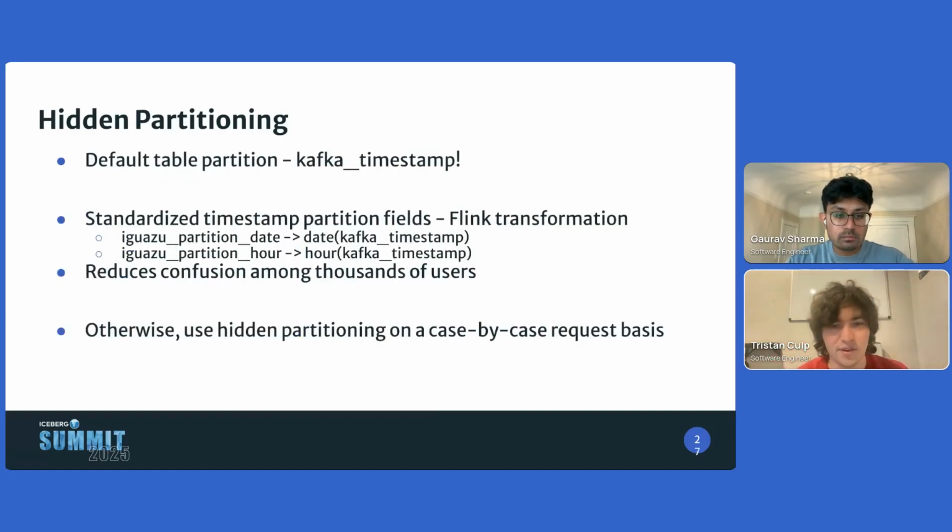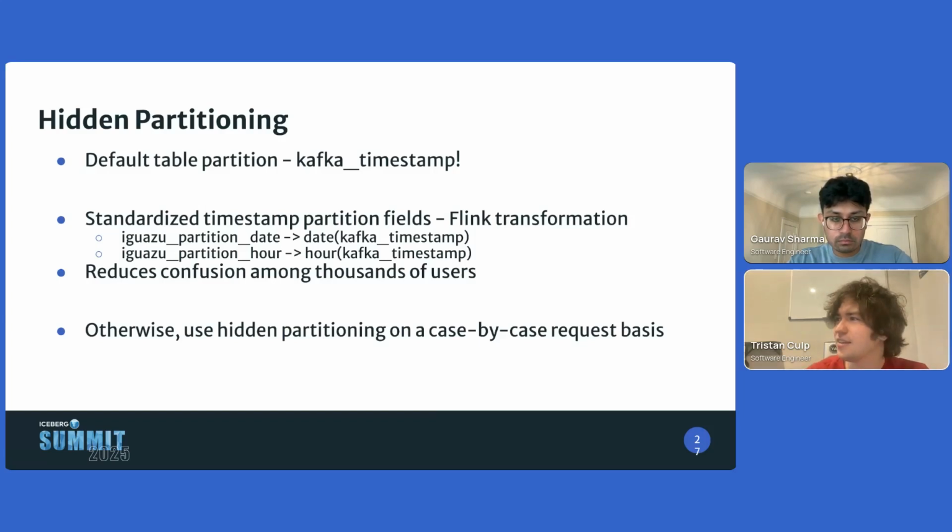So yeah, the default partition that we're using is the Kafka timestamp. And we wanted to make this very clear to our users, just to reduce the operational burden on us. So this is where we said, we're going to make new fields. It's going to be the partition date and the partition hour. And that's what you should use if you want to partition by the event timestamp. And we do this through a Flink transformation. And this helps us to reduce the actual confusion among the users.